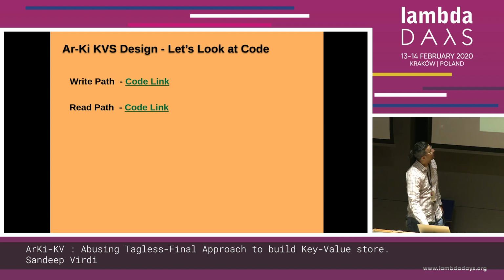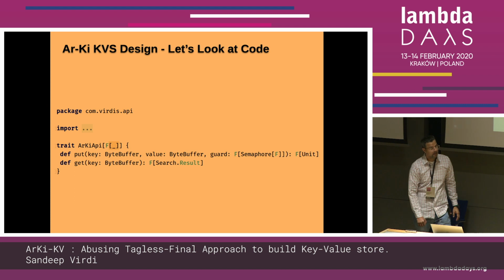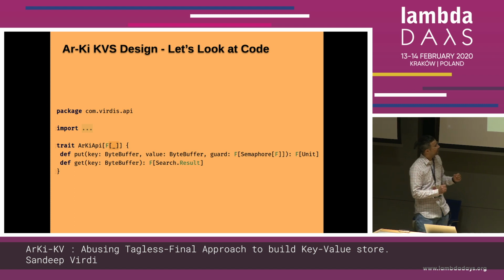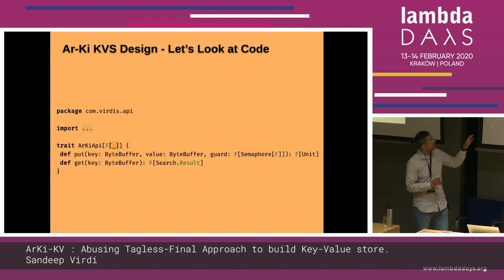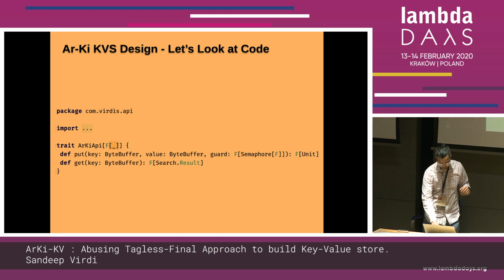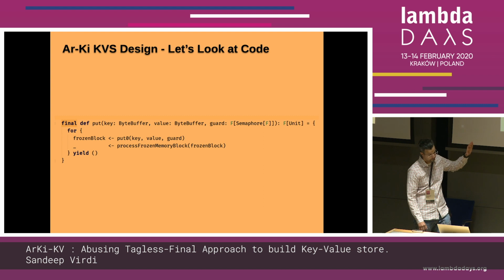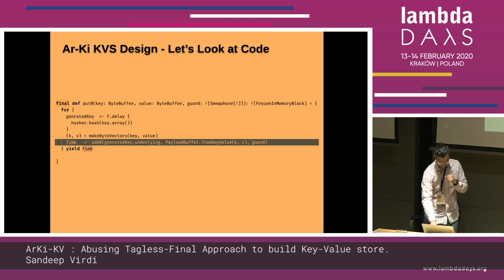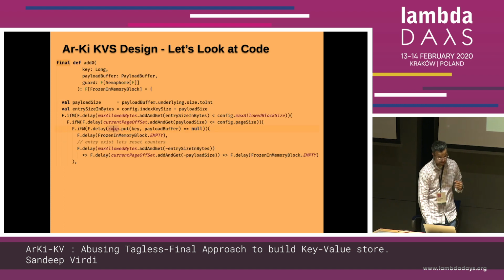All right, so let's go through some code. I'm not going to go into too much detail about what's happening, but I want to highlight some interesting bits in the code. We'll first go through the write path or the put path. So this is the interface for ArKi key value store. Let's look at the implementation of put. So put here is internally calling put 0 and process frozen memory block. That actually calls add 0. Let's look at the implementation for add 0.